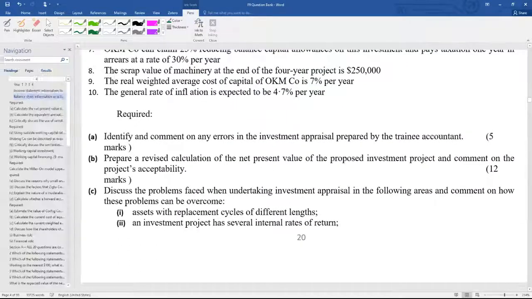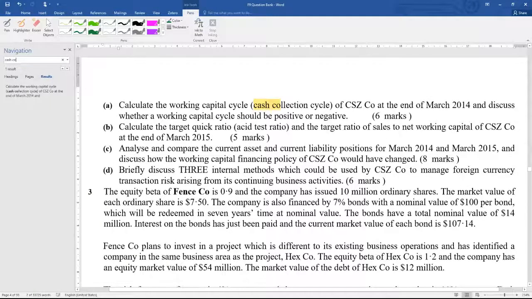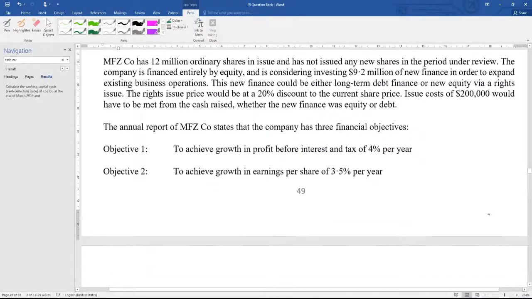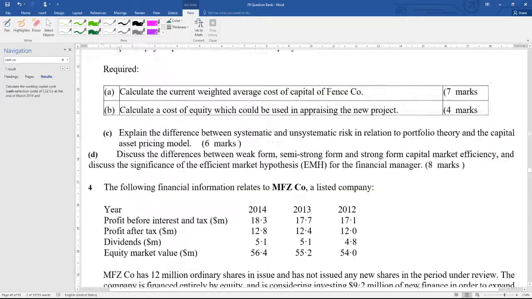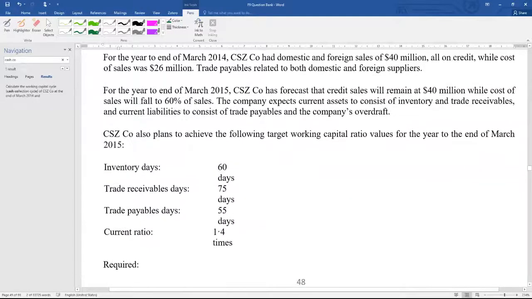Let me actually just do a search. Cash conversion cycle. Yes, it is. CSZ company. This is page 49. A company called CSZ company. The question begins from page 48 to 49.